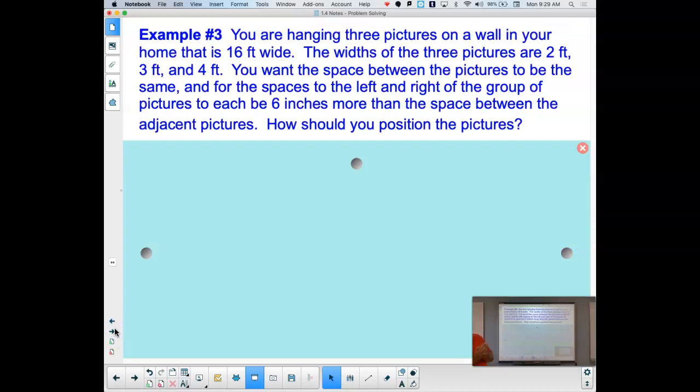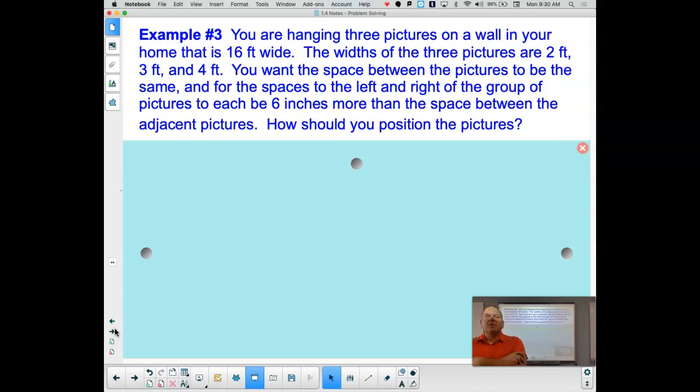Okay? Example number 3. This is just kind of a word problem and problem solving. You are hanging 3 pictures on a wall in your home that is 16 feet wide. The widths of the 3 pictures are 2 feet, 3 feet, and 4 feet. You want the space between the pictures to be the same, and for the spaces to the left and right of the group of pictures to each be 6 inches more than the space between the adjacent pictures. How should you position the pictures? Whew! That's a lot of words in the maths.